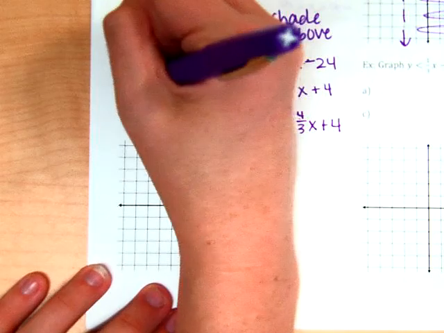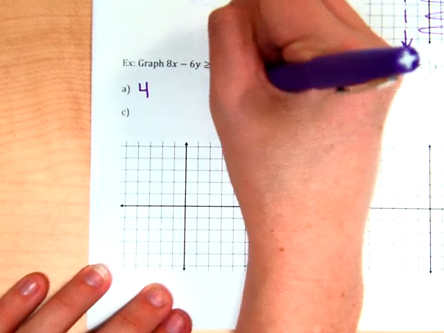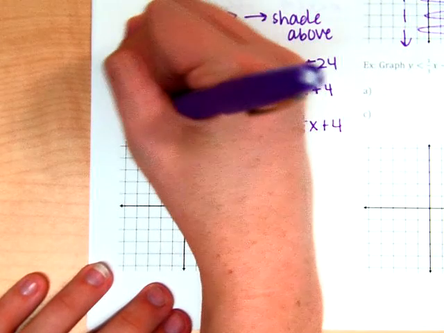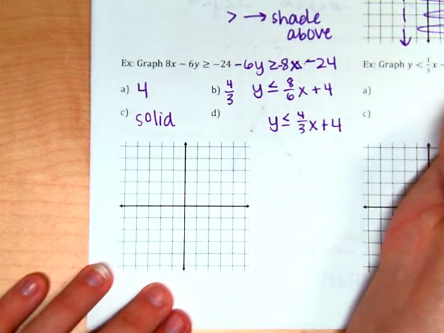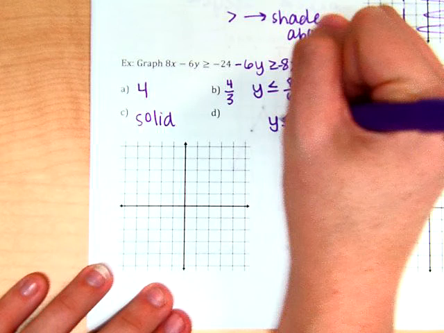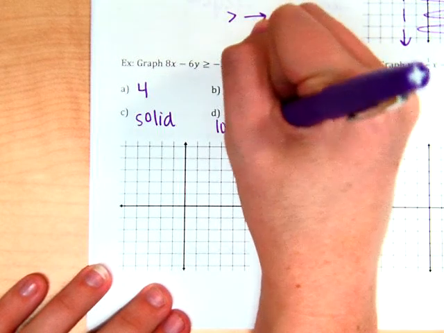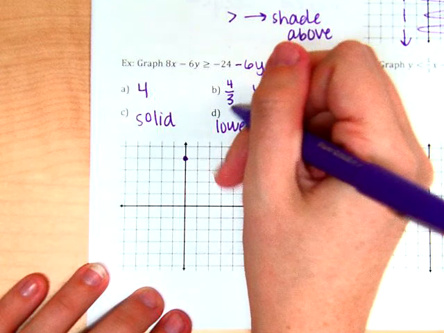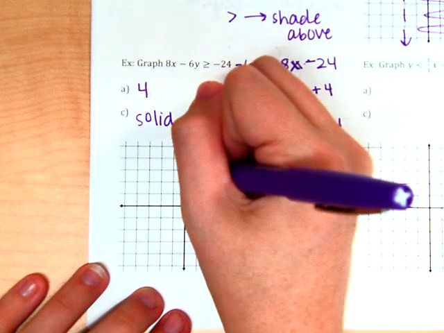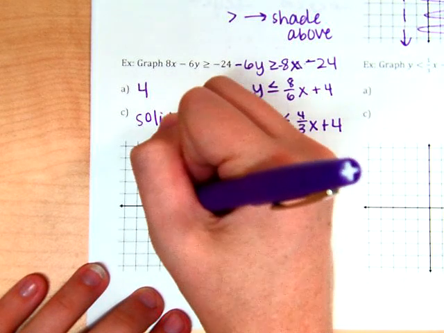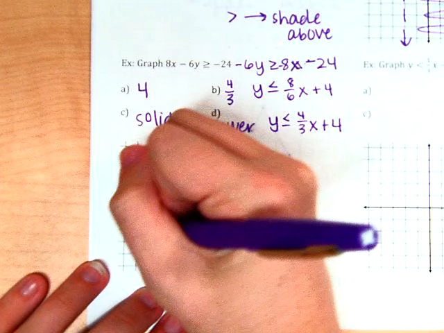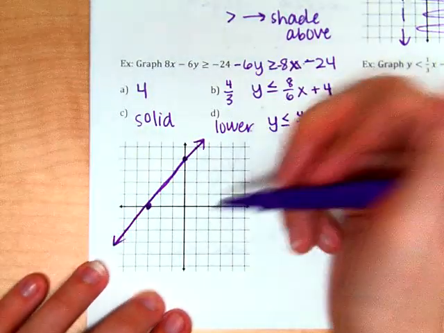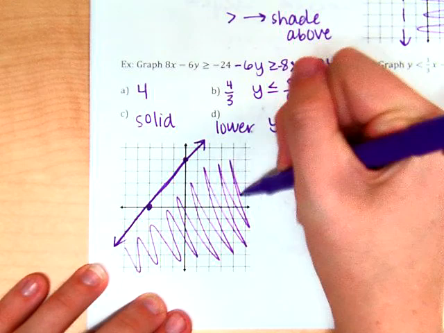So what's my y-intercept? 4. My slope? 4 over 3. We have a solid line. We got that equal to part. And where am I going to shade? We got less than, so we're going lower. Okay, so we got 1, 2, 3, 4. My slope is 4 over 3. I'm going to go off the graph, so I'm going to go down opposite. 4 over 3. Solid line, so I'm going to keep that as solid line. I'm shading below it because it's less than.